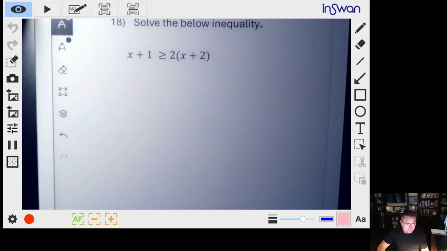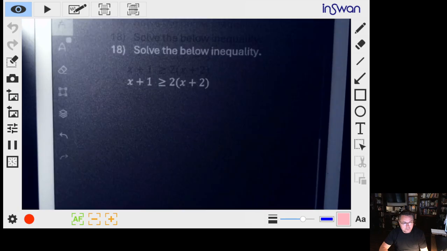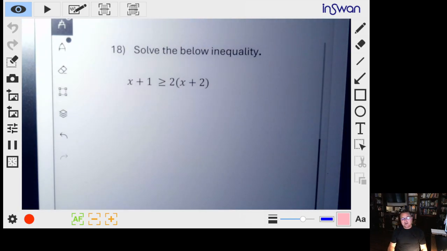Okay, problem 18. It's a linear inequality, and so we solve inequalities like we solve regular equations. But two things we got to be cognizant of. First is that if we multiply or divide by a negative number, the sign is going to flip. So if you multiply or divide by a negative, you got to change the direction of the sign of the inequality.